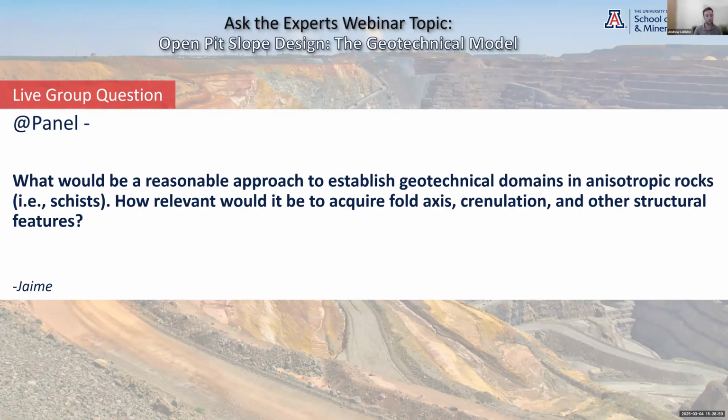And I think that's where Ed's comment around not doing it solely based on a single stereo net, and doing it ideally in a 3D space with some kind of idea or thought to geologically what's going on in the background, is the approach you need to take in these sorts of deposits.